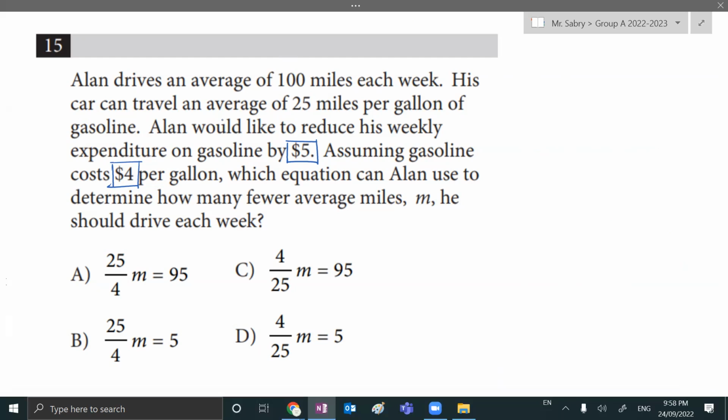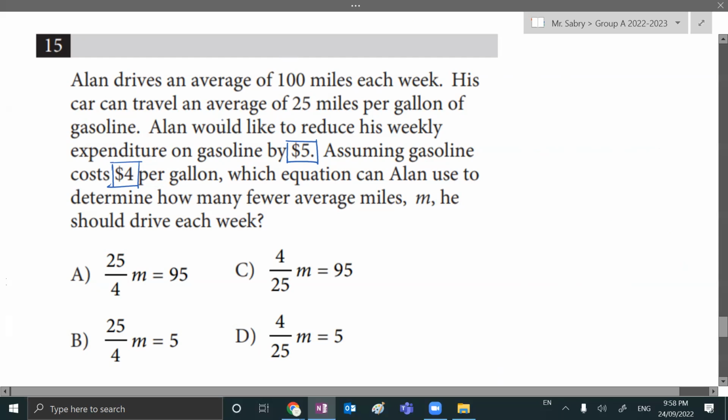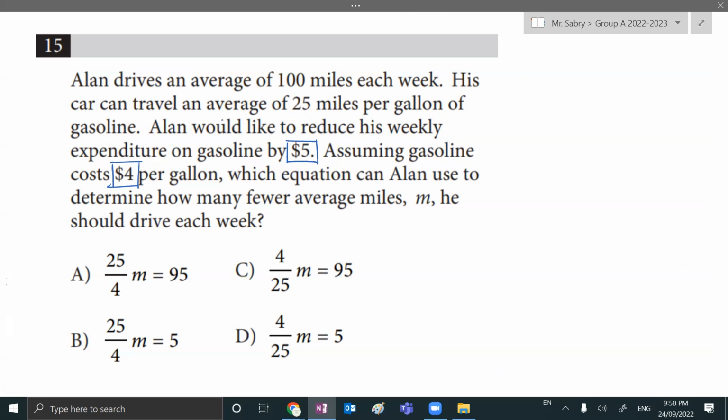So you want to know how much he spends when he spends $1, how much $1 gets him. So then you could multiply that by 5, figure out how much it is. So you just need to divide the 25 by 4? Yes, and then that's going to give you the price of $1.